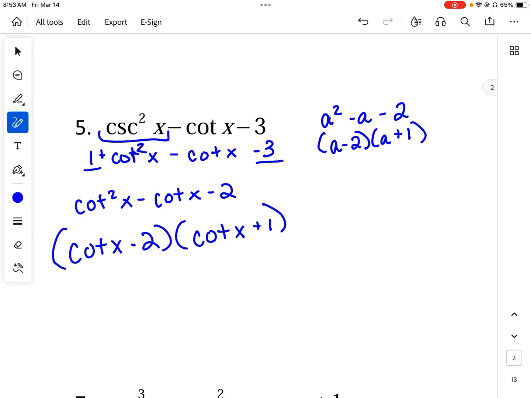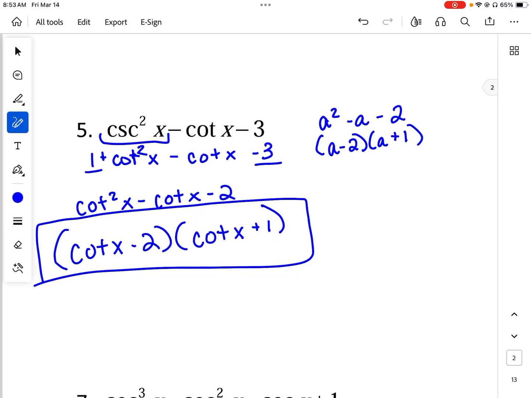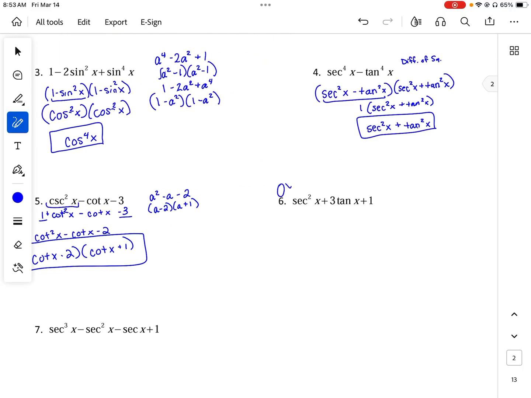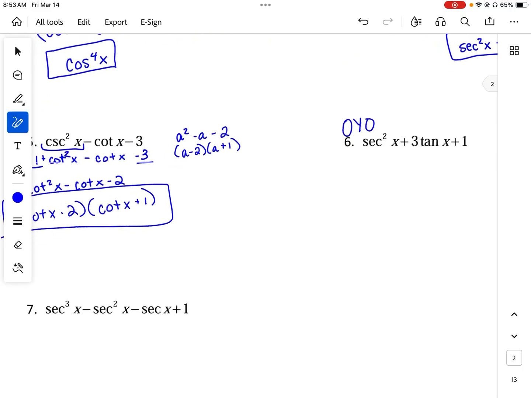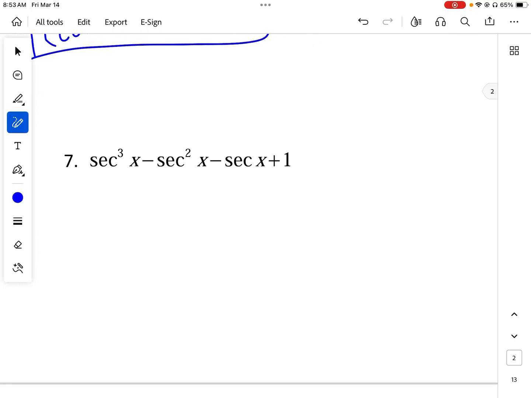And I don't think there's anything else I can do with that because they're both to the first power and they're not squared, so that means they're not in the Pythagorean identities. So we're done there. Okay, number 6 you're going to do on your own. And number 7, I'm just going to help you out a little bit.